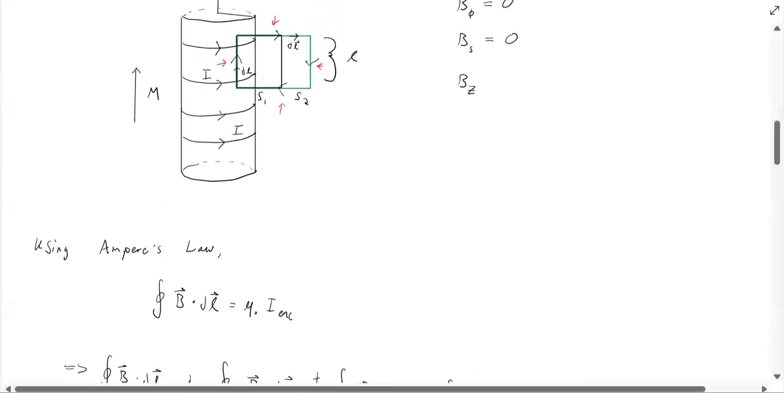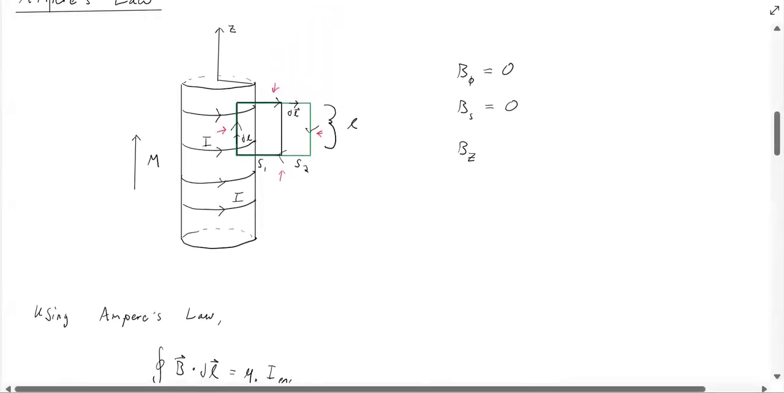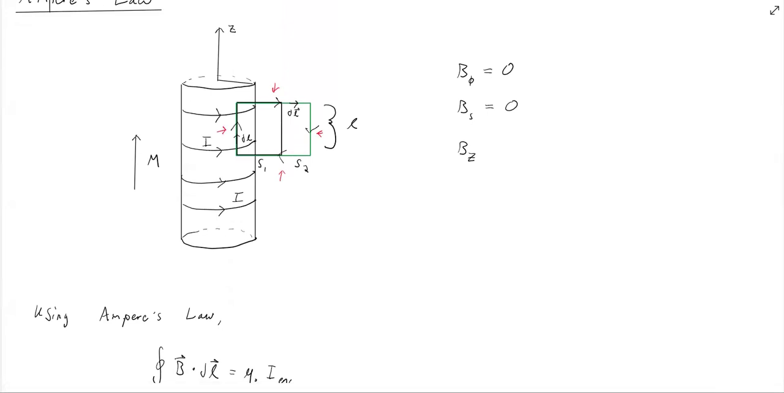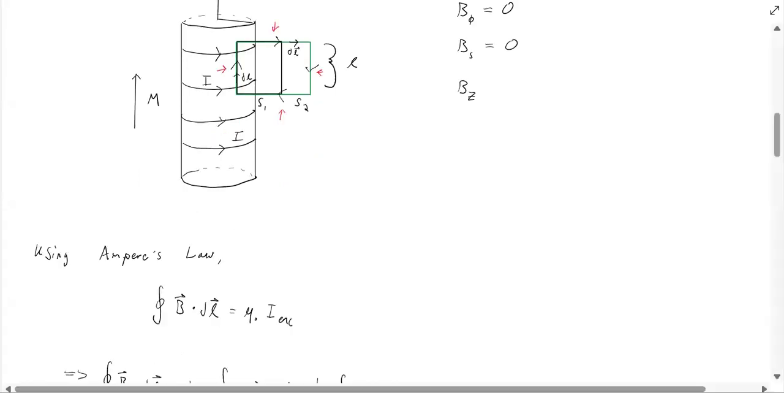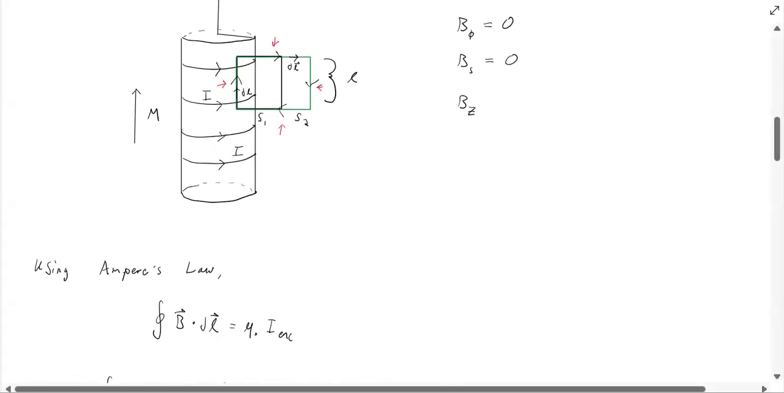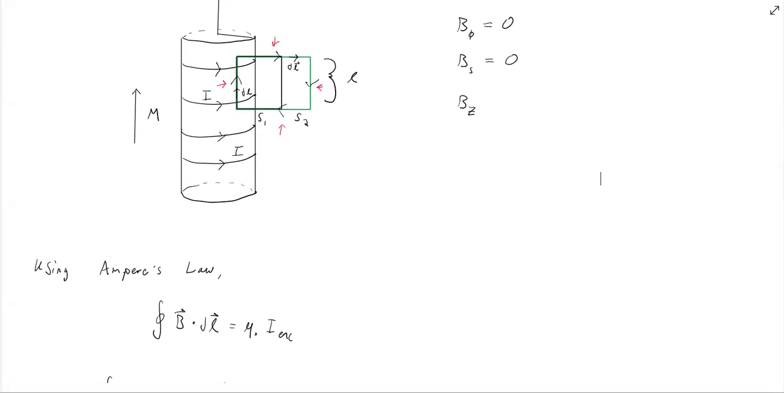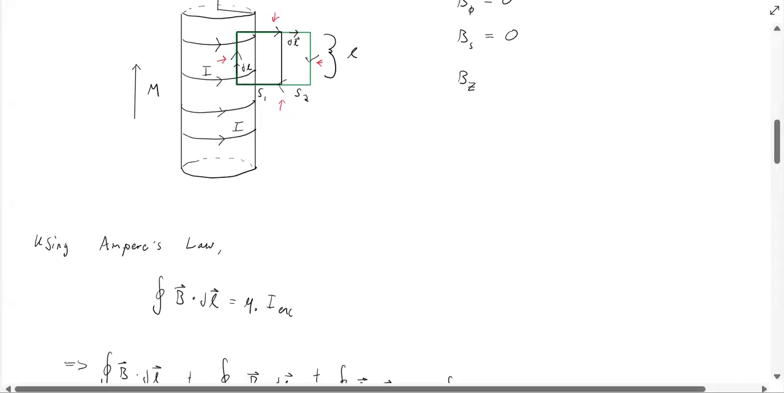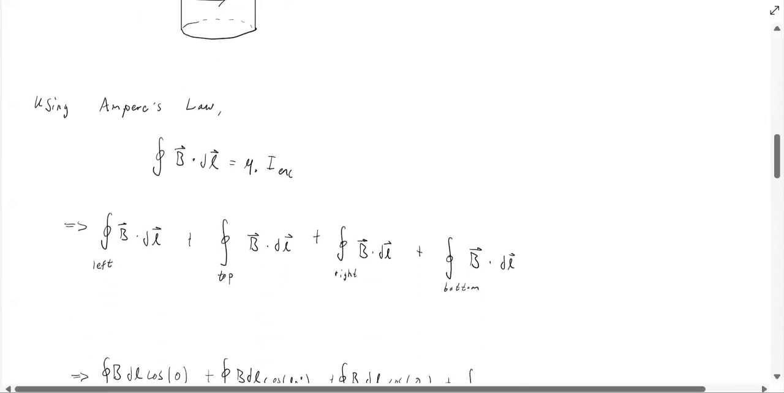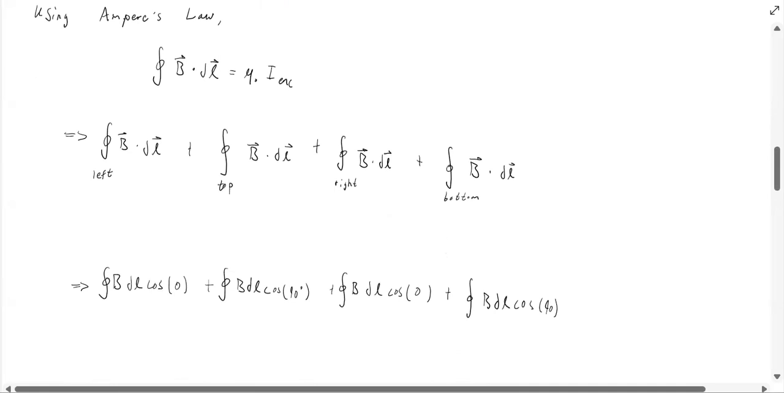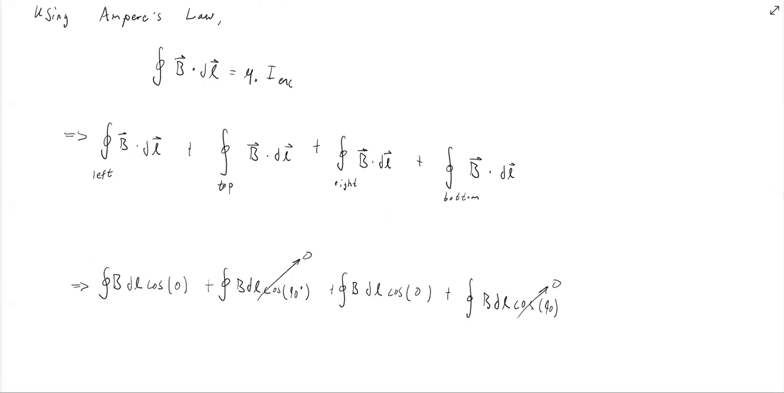And so we note that for dl, at least for the left and right sides, B has to point in the z hat direction and dl will be pointing in the z hat direction. And so their angle will be 0 degrees. And for the top and bottom portions of these loops, the angle between them will be 90 degrees from the configuration. And so cosine of 90 is 0. So these 2 integrals will be 0.